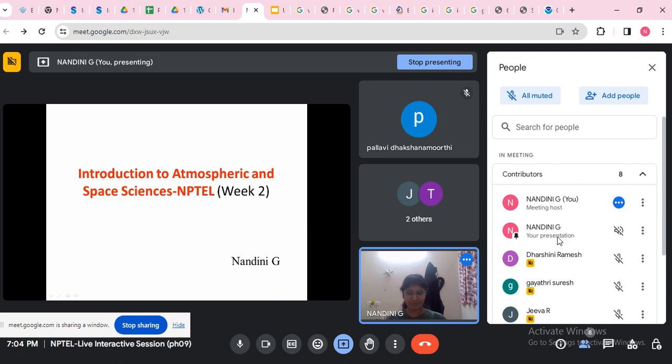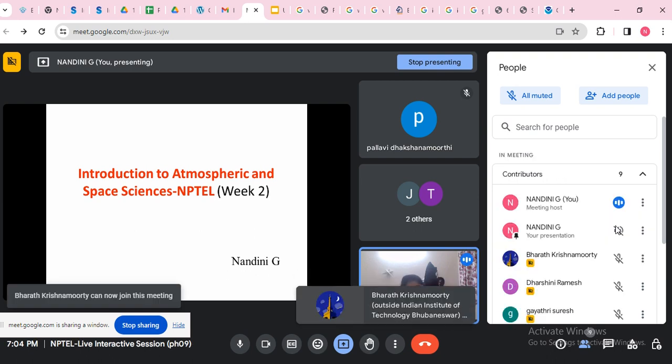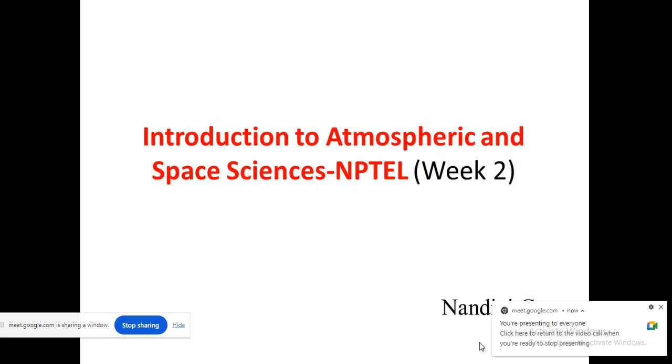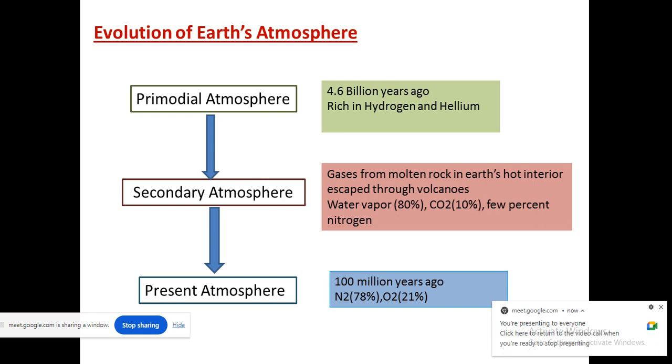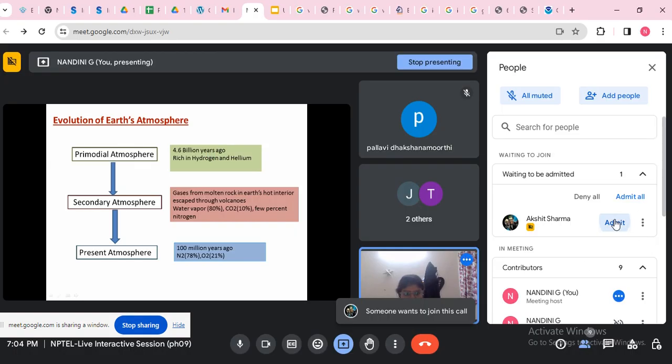I think we'll start then. So last class we were discussing Sun-Earth relationship, atmosphere, composition of the atmosphere, temperature variation in the atmosphere, and all those things. So today we will have a look at how the atmosphere evolved. We have our present atmosphere, which, as we discussed in the last session, has 78 percent nitrogen and 21 percent oxygen. So let's have a look at how this atmosphere evolved.